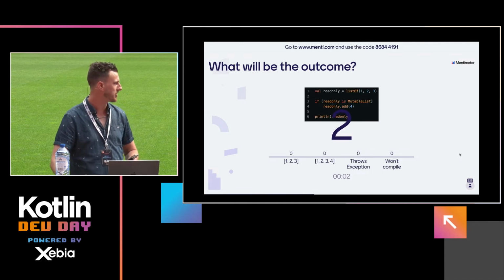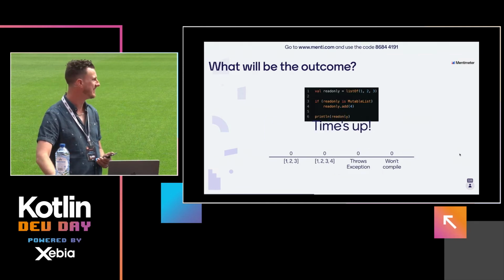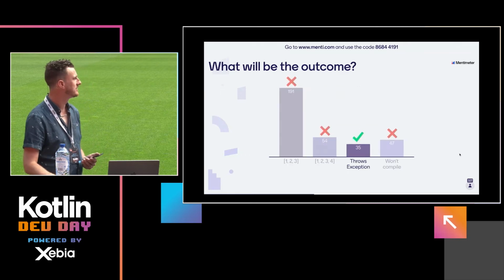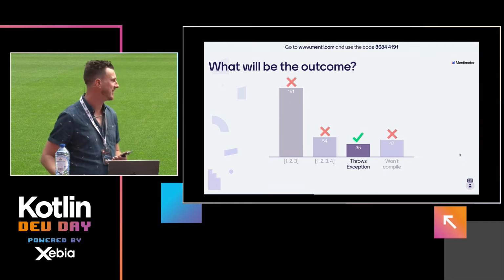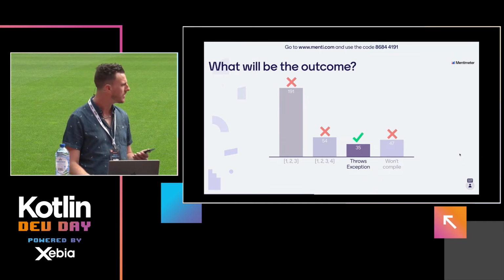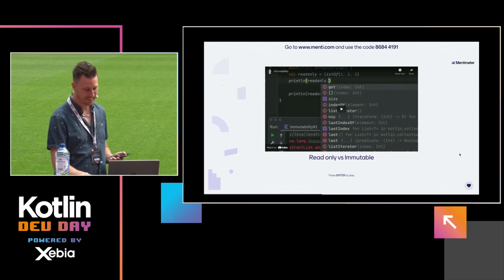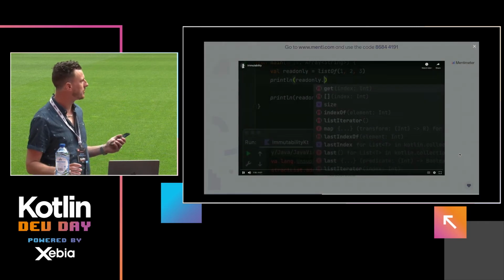See a lot of discussion already going on. Oh, that was so surprising. It throws an exception. What? Why is that? How can it be a mutable list?